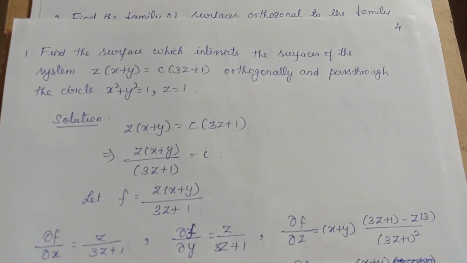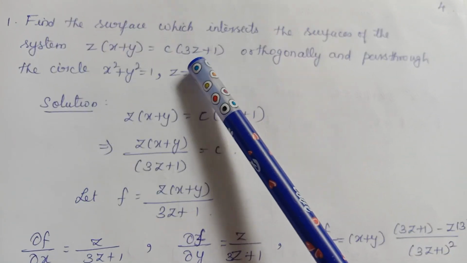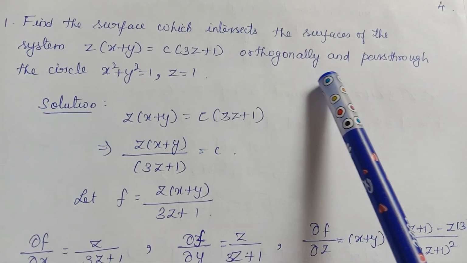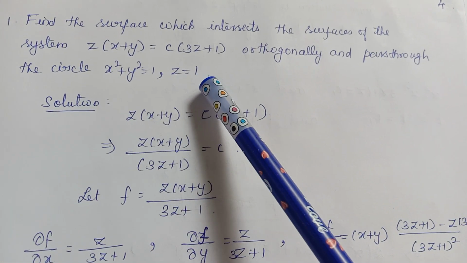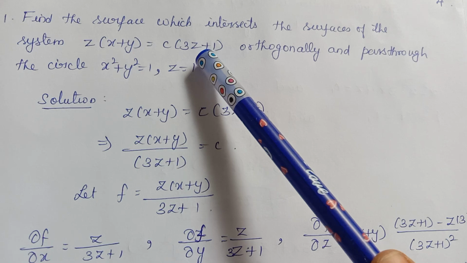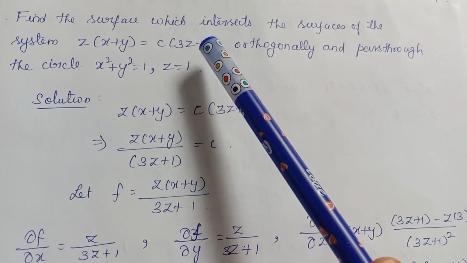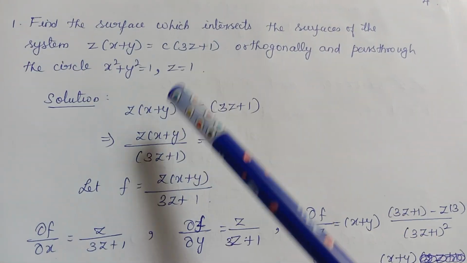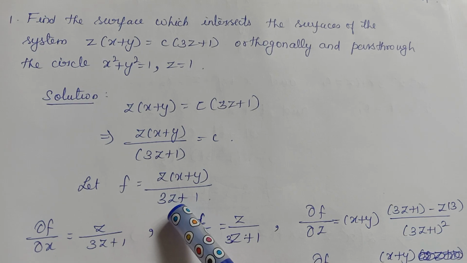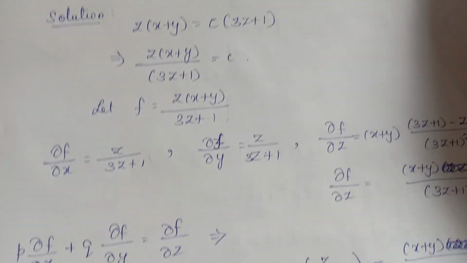First problem: find the surface which intersects the system of surfaces z(x plus y) equal to c(3z plus 1) orthogonally and passes through the circle x square plus y square equal to 1, z equal to 1. So this is the first type. The equation is given in terms of f, no derivatives are there. So let me take f equal to z(x plus y) by (3z plus 1), the given equation.